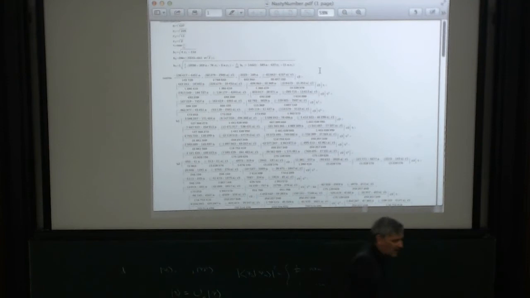For some prime number bigger than 1,000, say, it would start to look very nasty indeed. And you'd look at this and you'd say it's horrible. But in fact, it wouldn't be horrible. It'd be a very special number. What I'm going to say is that number, in fact, is very special. It just doesn't look that way.